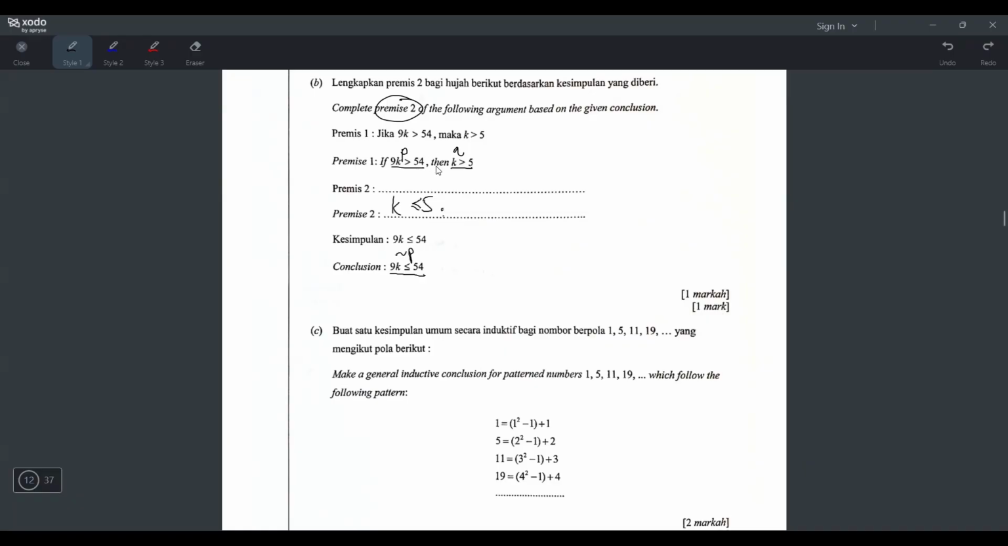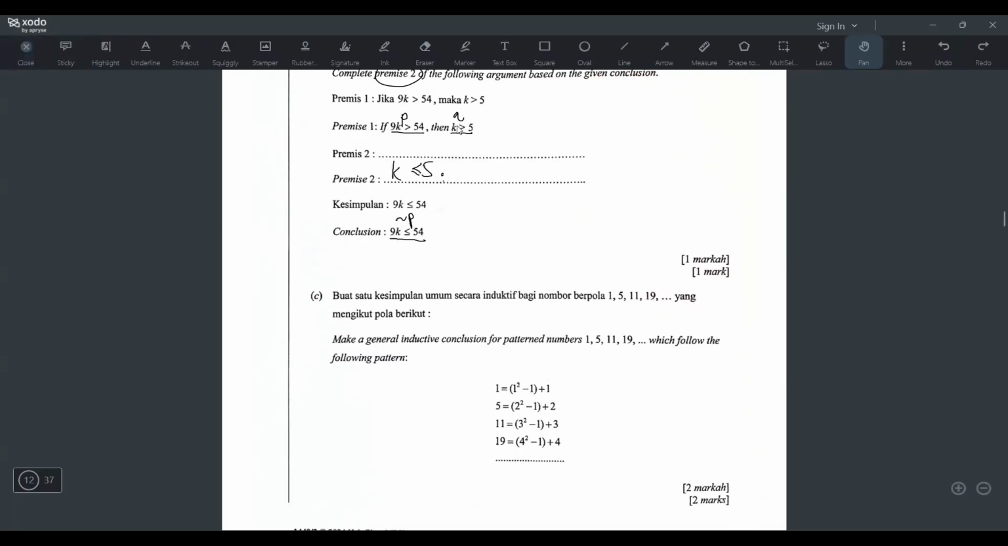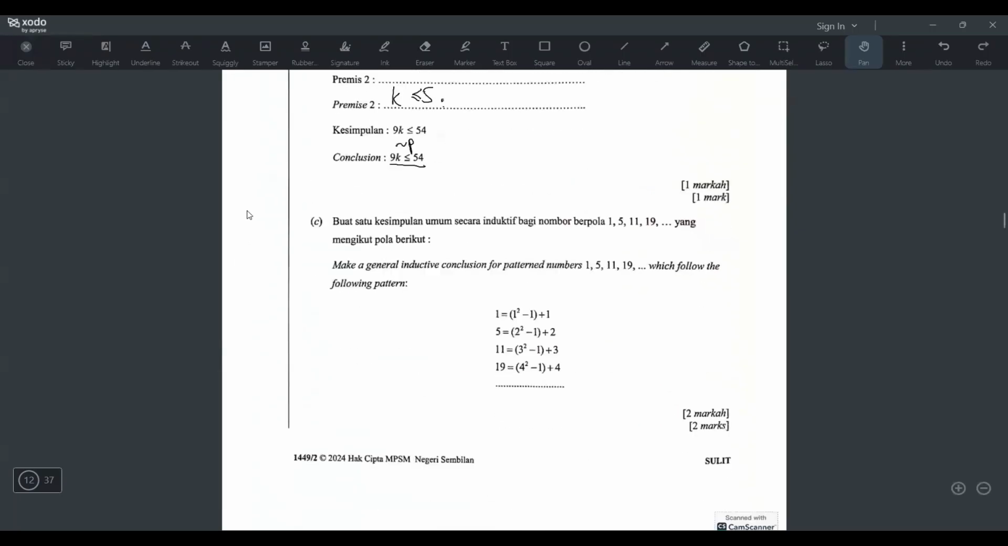If 9K bigger than 54, then K bigger than 5. And then K is smaller or equals 5, right? It means Q is not true. Q is not true. That means P is also not true. Okay? It means if you do negation, the other one also has to do negation. And also if you do negation, for premise 2 you have to mention Q first. Okay, anyways, that's all.